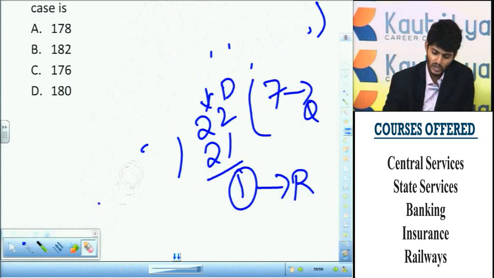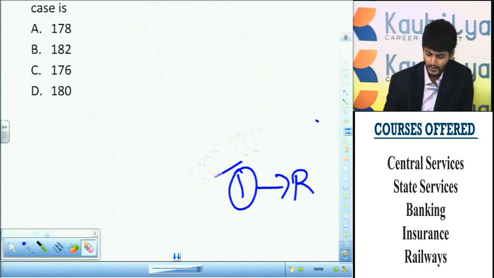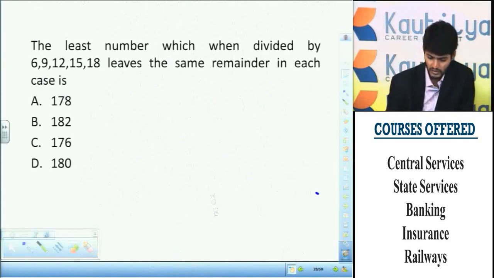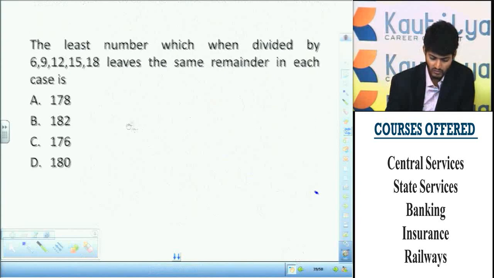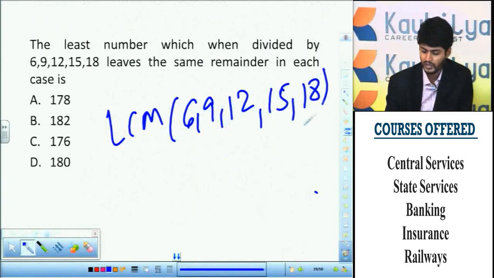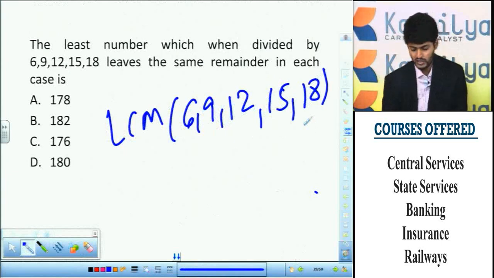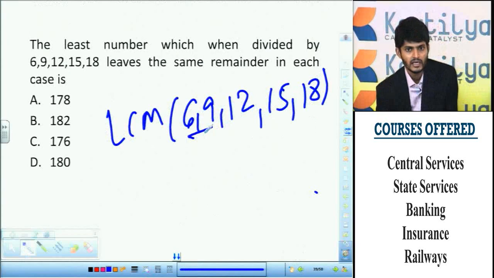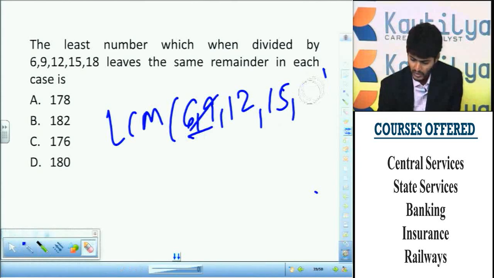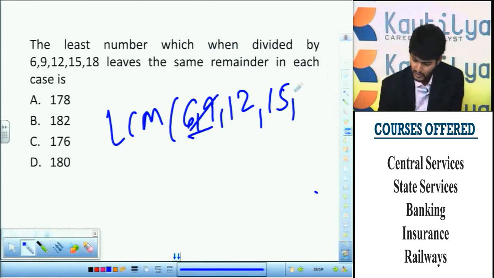So in LCM model 1, you have to take the LCM of all the given numbers and see what the remainder is. Here the remainder is anyway not mentioned, so I will find out the LCM of 6, 9, 12, 15, 18. One way to find the LCM is elimination. What is the LCM of 6 and 9? 18. What is the LCM of 18 and 18? So you have 18. So you can just ignore these two numbers and just keep 18.